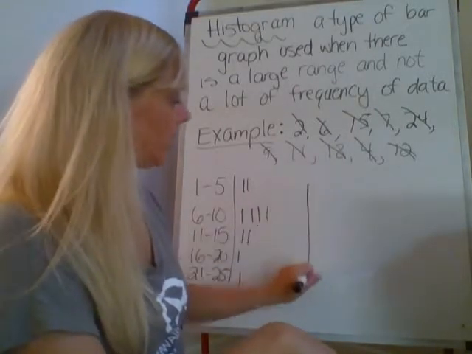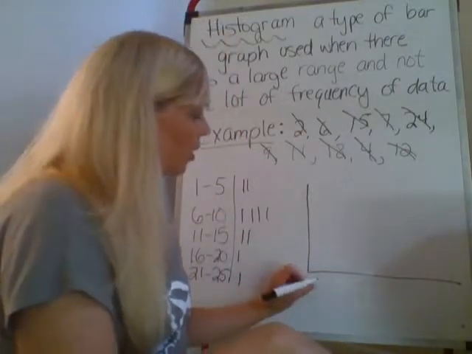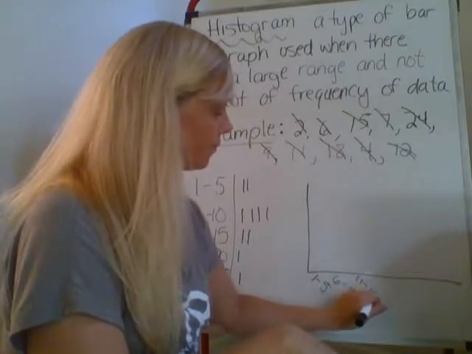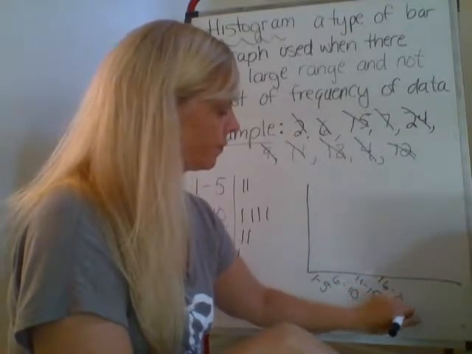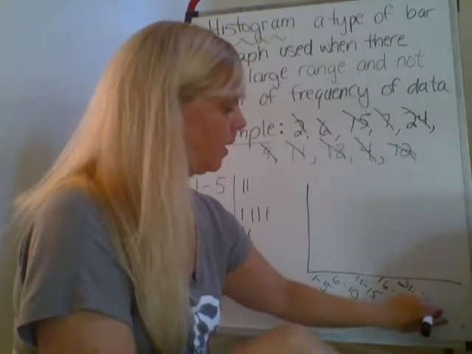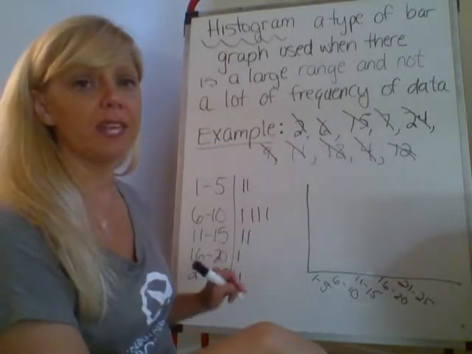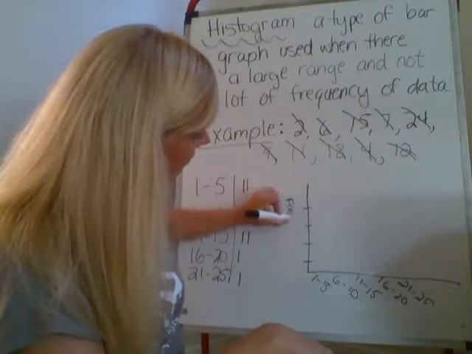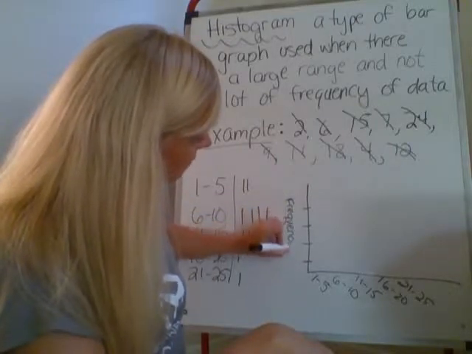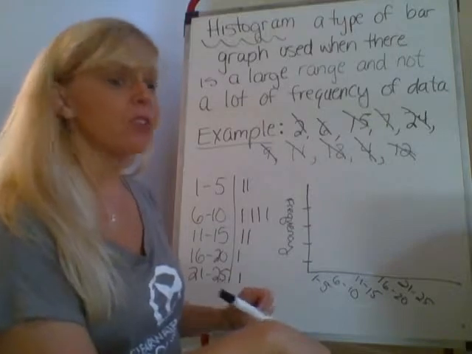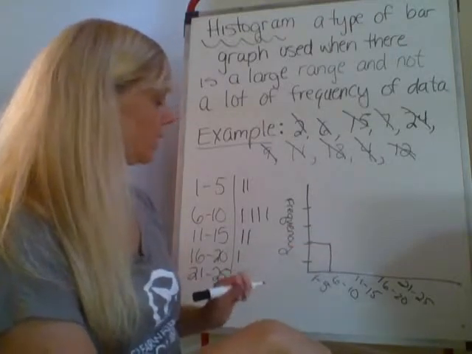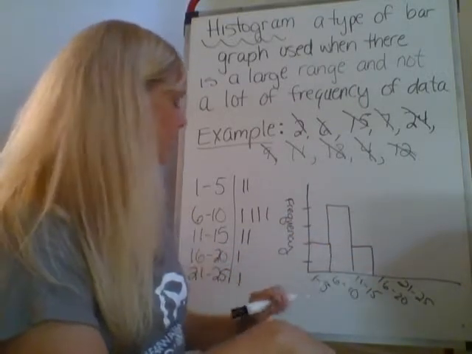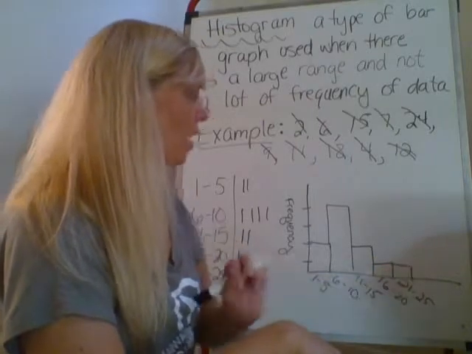So I'm going to go ahead and come over here and now make my graph. And I'm going to put my intervals down. Okay, and I'm going to look over here. My highest frequency again is 4. So 1, 2, 3, 4. So I'm going to label frequency. And now I'm going to make my bars. So I know that my 1 to 5 needs to go up 2. My 6 to 10 needs to go up 4. My 11 to 15 is 2. And then 1 and 1.